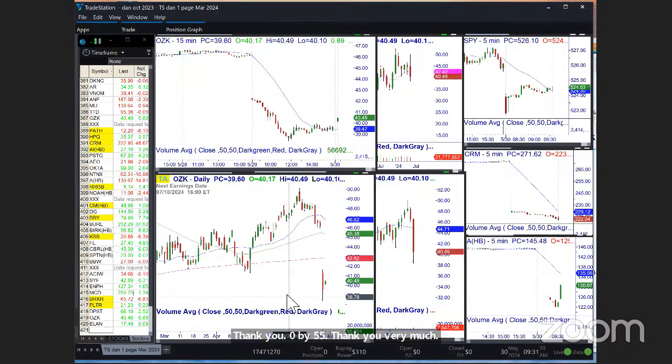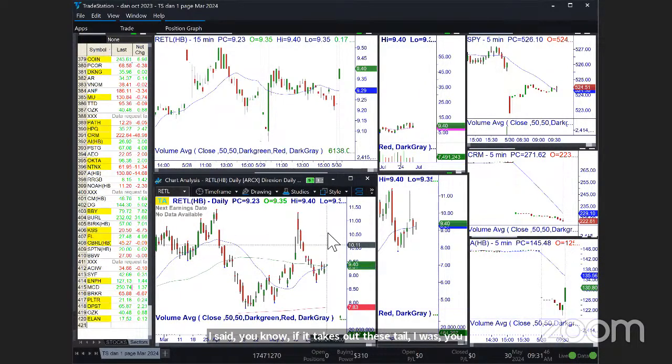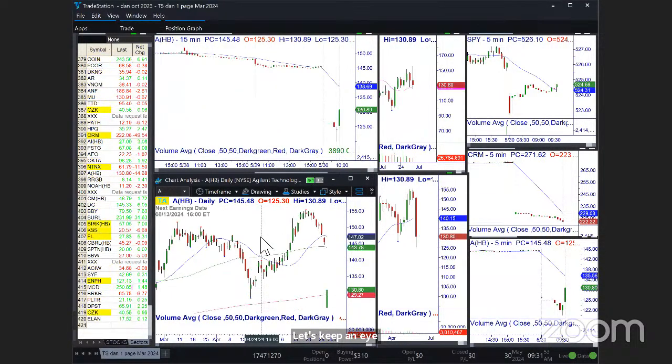All right, I had a Rettle alarm. This is our XRT, Alex. Rettle. I said if it takes out these tails, I didn't know if they would do a little retest or do this. Red bar ignored, but let's keep an eye on Rettle. A bottom, right? Look, bottom, right. I said big old gap.